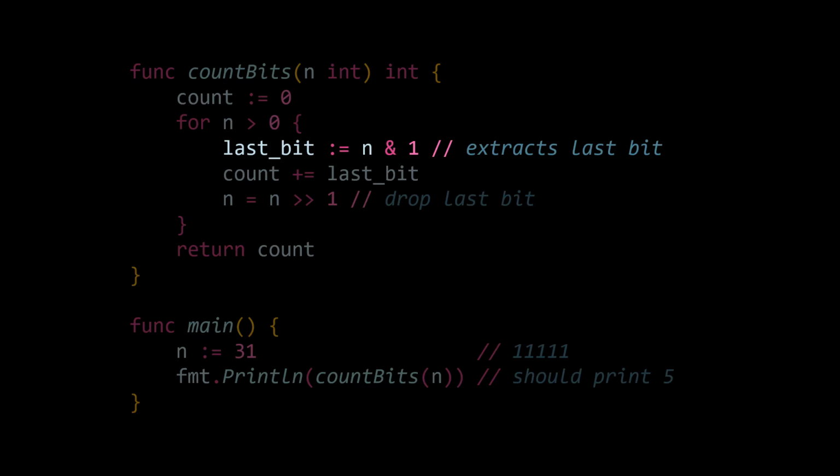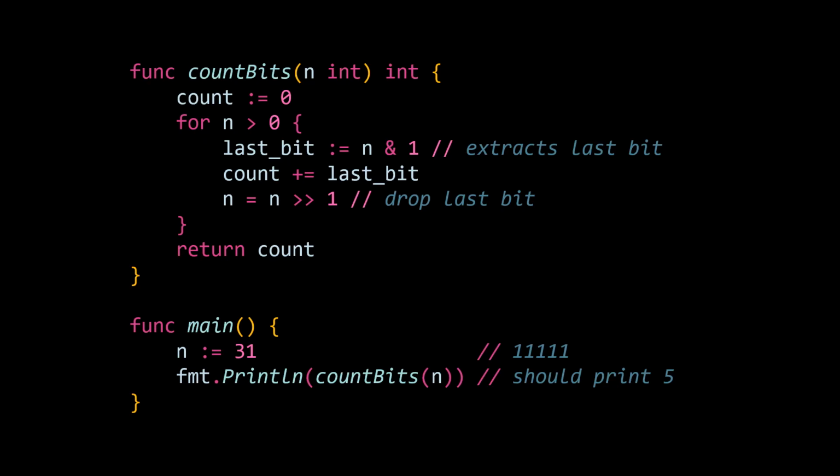N and 1 will always return the last bit in a number, so once you have the last bit, you can add it to the count to keep track of the amount. Then do a right shift to drop off the last bit, so you can continue on with the next bit until you've iterated over every bit and right shifted the number to 0. That is the naive approach, but there is a much faster and more optimal solution that works slightly differently.